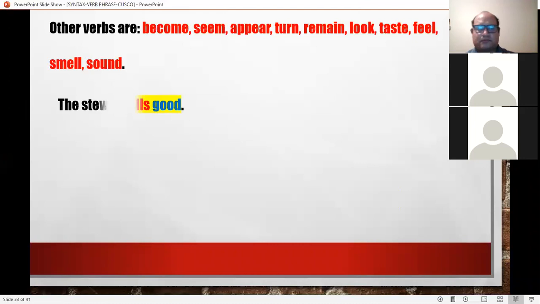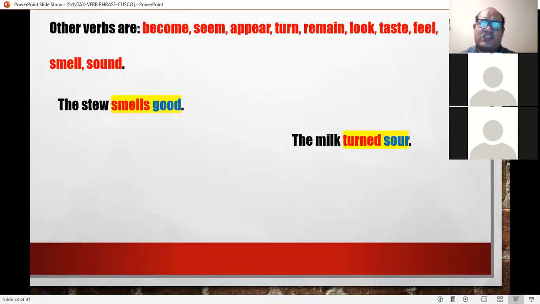Look at the examples. The stew smells good. Notice here, good is qualifying the stew. Smells is just a connector between good and the stew. Another example: the milk turned sour. Turn here is again a connector. Sour is an adjective. The adjective qualifies nouns, not verbs, and the noun is the subject. So sour is related to milk, and turn is just the link.